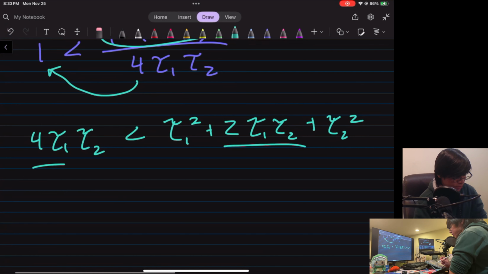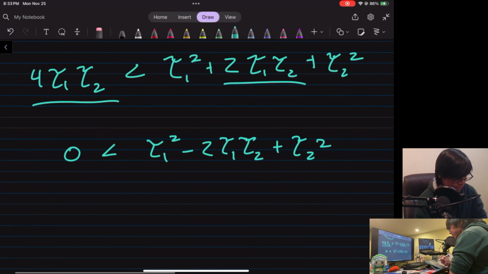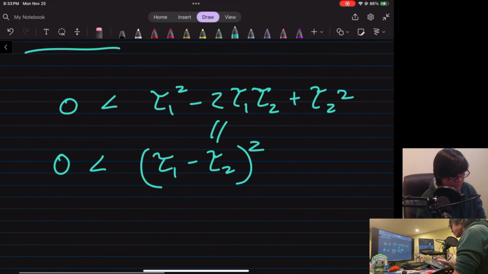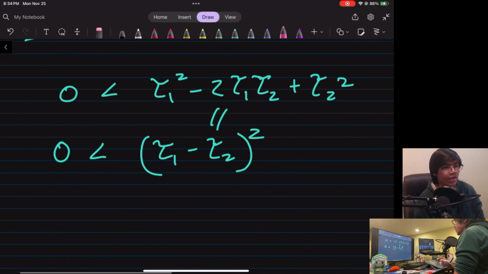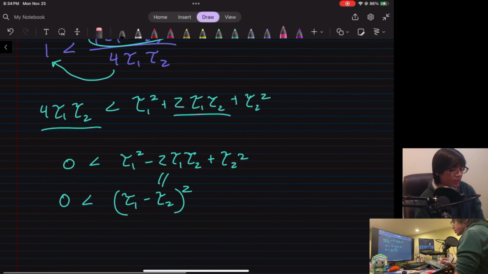Now these terms are similar. We subtract, so we have 0 is greater than tau 1 squared minus 2 tau 1 tau 2 plus tau 2 squared, and this is just a simplification of the difference of squares. I think that's the right term. So that is tau 1 minus tau 2, squared. And if you'll notice, for any values of tau 1, tau 2, they're all positive, but even if they were negative, anything squared is greater than 0. So this means that this zeta value has to be greater than 1.